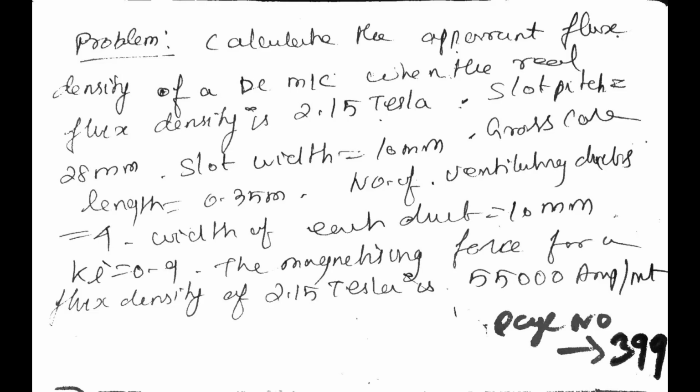Electrical Machine Design, topic: steps for calculation of air gap length. Problem 2. Calculate the apparent flux density of a DC machine when the real flux density is 2.15 Tesla. Slot pitch is equal to 28 mm. Slot width is equal to 10 mm. Gross core length is equal to 0.35 meter. Number of ventilating ducts is equal to 4. Width of each duct is equal to 10 mm. Ka is equal to 0.9. The magnetizing force for a flux density of 2.15 Tesla is 55,000 ampere per meter. That is the question.